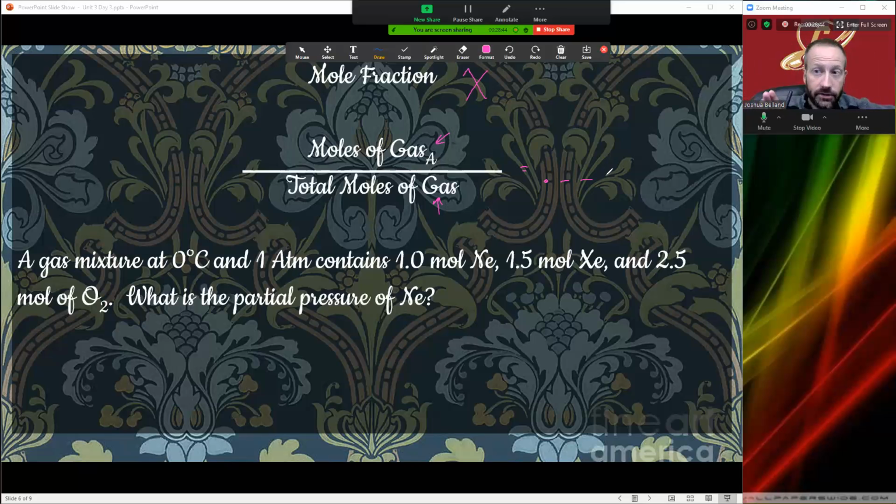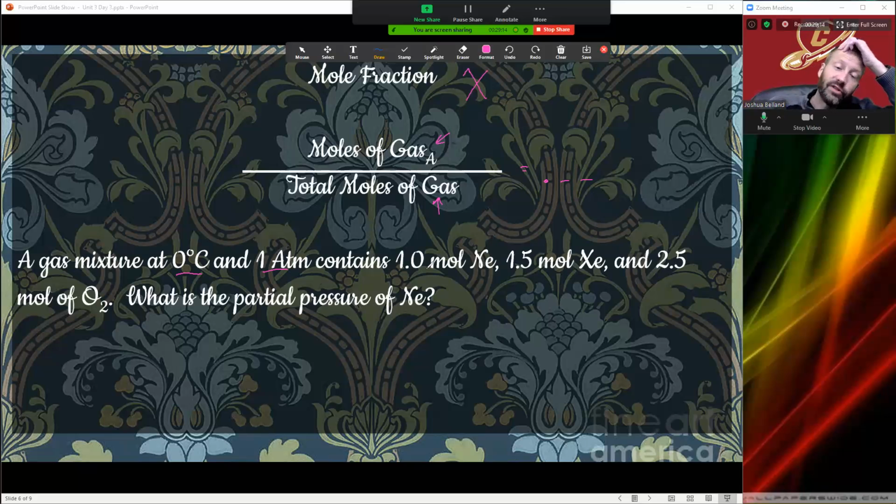So how would we employ mole fraction and Dalton's law together? This is asked often. It's not hard. You just have to know what's going on. Here's a question very similar to ones I've seen on the AP exam before. I changed some identities to protect the innocent, you know, one of those sorts of things. Anyway, a gas mixture at 0 degrees Celsius and 1 atmosphere contains 1 mole of neon, 1.5 moles of xenon, and 2.5 moles of oxygen. What's the partial pressure of neon? Okay.